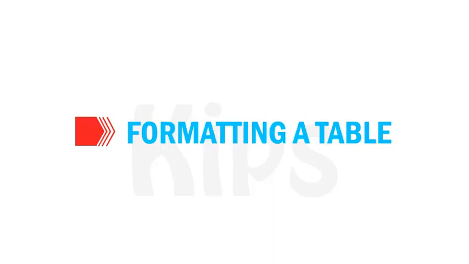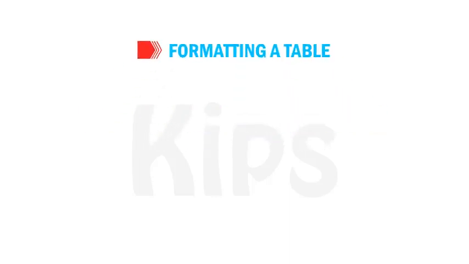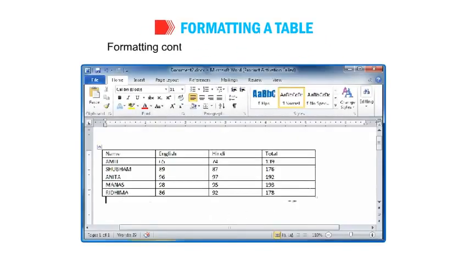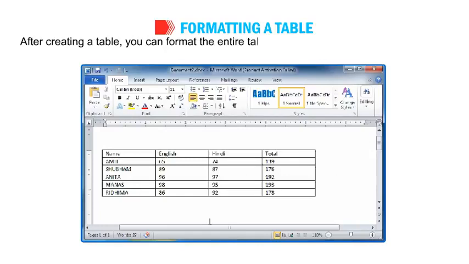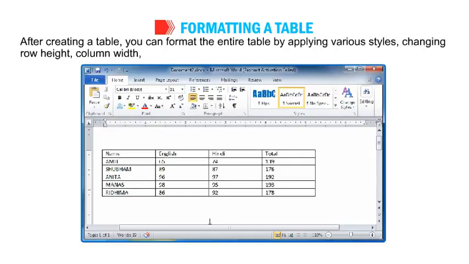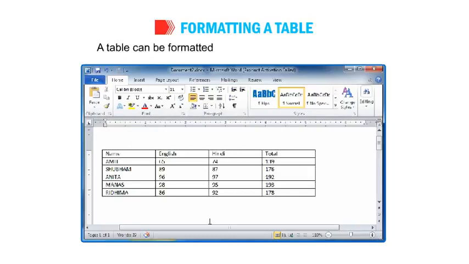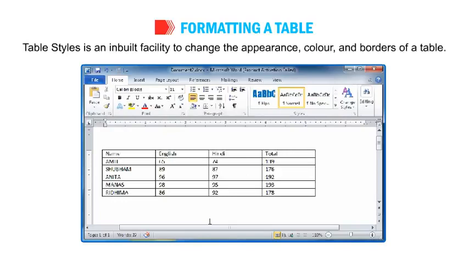Let us now find out how to format a table. Formatting controls the overall appearance of a table. After creating a table, you can format the entire table by applying various styles, changing row height, column width, splitting and merging cells, or applying border and shading. A table can be formatted by using the Table Styles gallery. Table Styles is an inbuilt facility to change the appearance, color, and borders of a table.